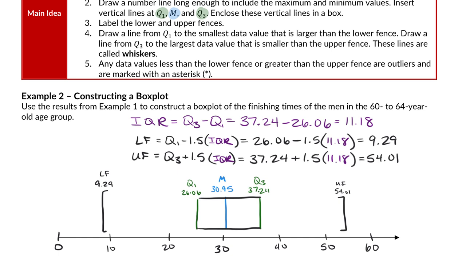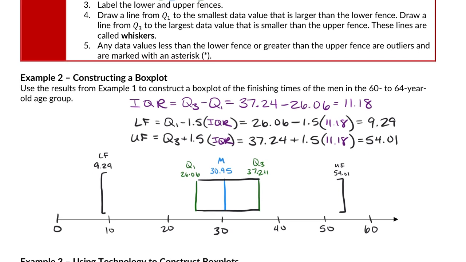Step 4 says to draw a line from quartile 1, that's my green line, to the smallest data value that is larger than the lower fence. What was our minimum value here? 19.95, right? So I'm going to go to 19.95 and I'm going to put a little dash right there. This is 19.95. That's my minimum. And I'm going to connect the dots. This is the whisker of the box plot. These are also called box and whisker plots sometimes.